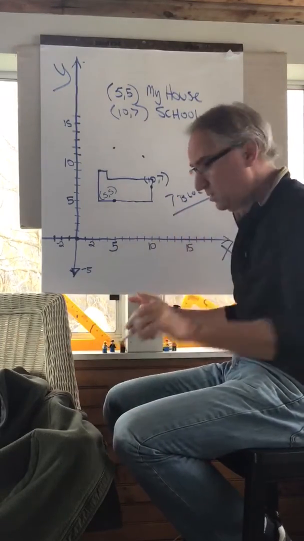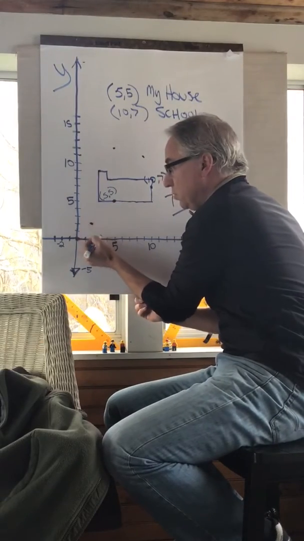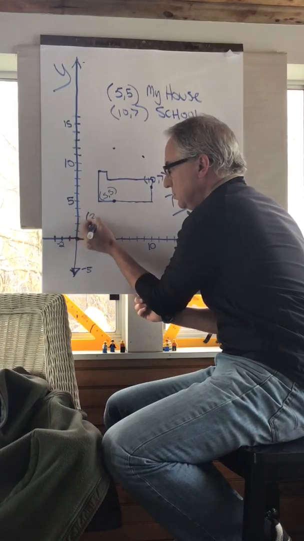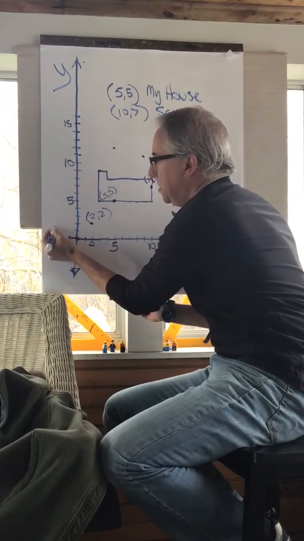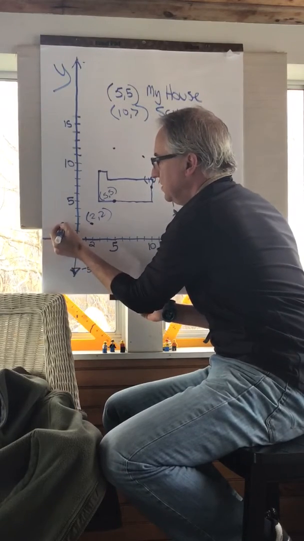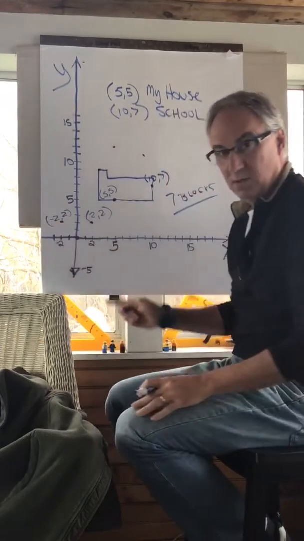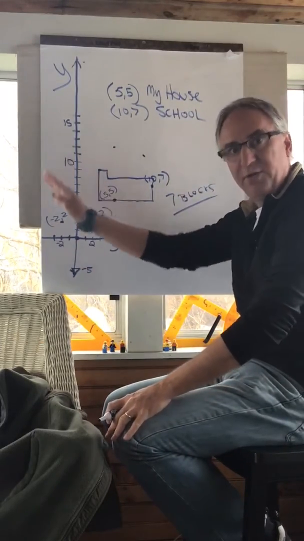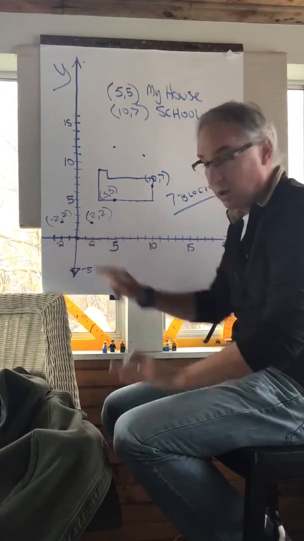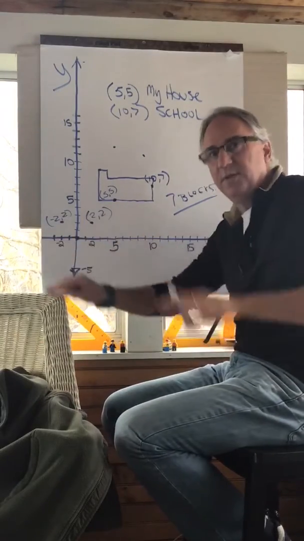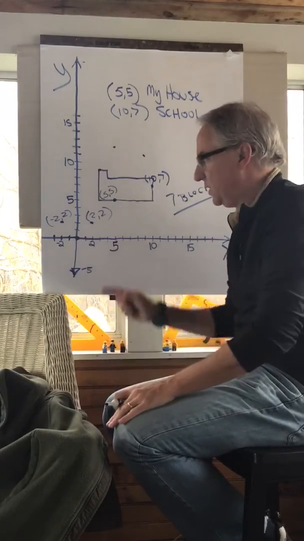Now, another quick thing you need to know. Here's point 2, 2, ordered pair 2, 2. Here's ordered pair, where is it? -2, 2. When you have to plot in the 2nd, 3rd, and 4th quadrants, remember this is 0, 0. You're always going across first, then up and down. You've got to walk to the elevator before you go up and down the elevator.